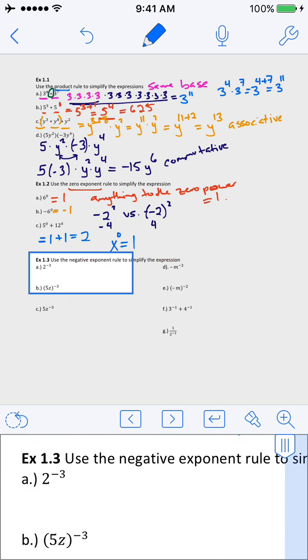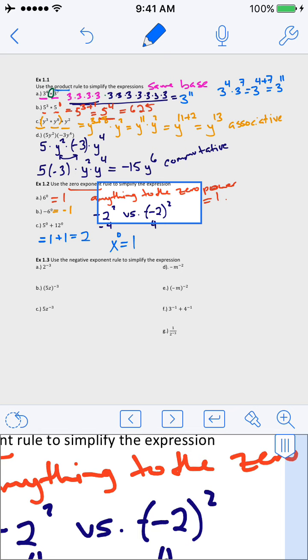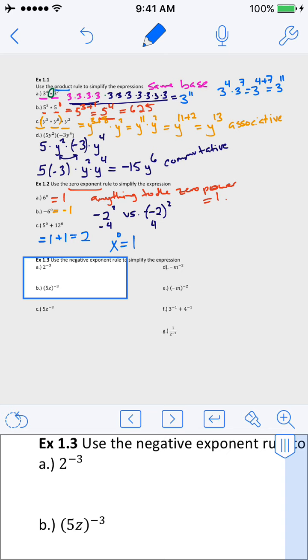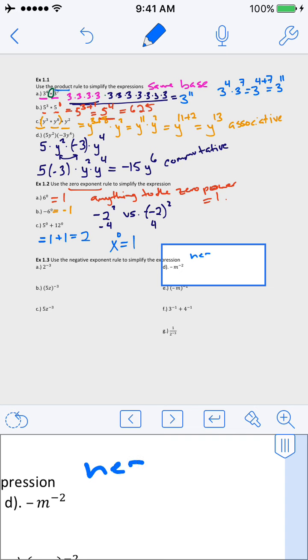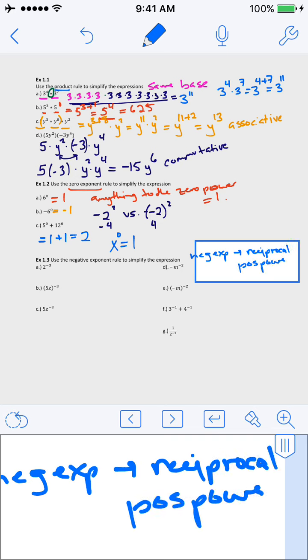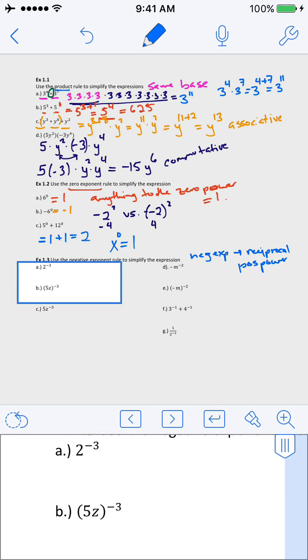Alrighty, let's talk about the negative exponent rule. This one's a little bit trickier. It's another definition, another thing like the 0 power, where it's because we say so. The negative exponent rule says that if you have something to a negative power, the definition of that is the same thing as the reciprocal of the positive power. So a negative exponent you can change by using the reciprocal to a positive power. A lot of terminology there. So let's take a look at A and see how that would work.